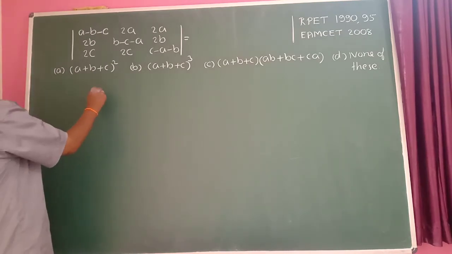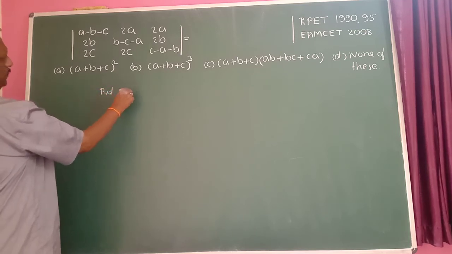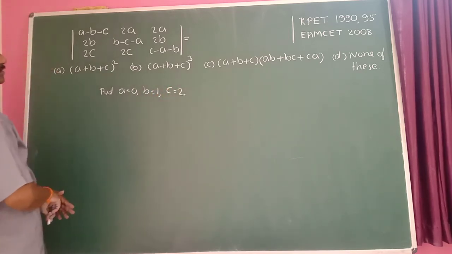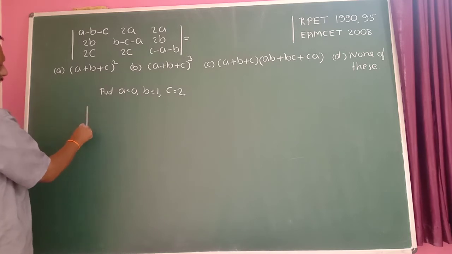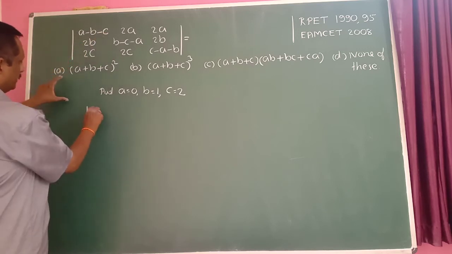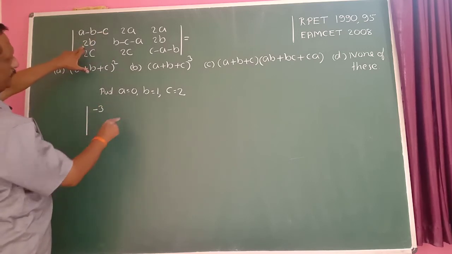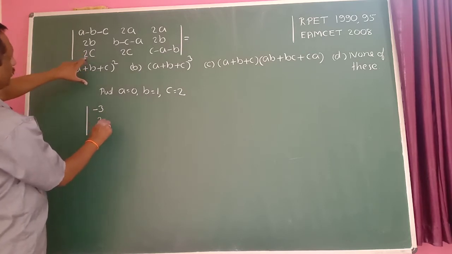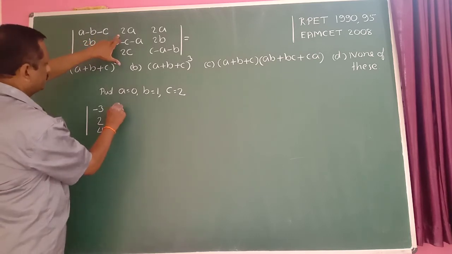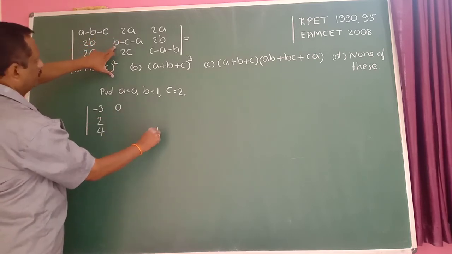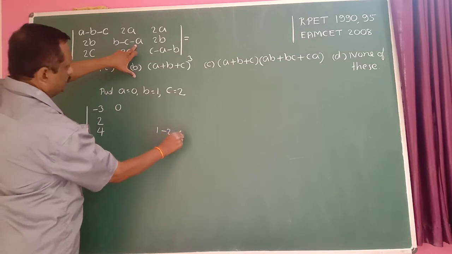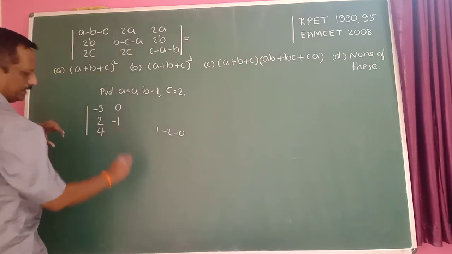So in this example, put A is equal to 0, B is equal to 1 and C is equal to 2. Hence the determinant of A value is 0 here. Minus 1 minus 2 gives a minus of 3. 2 into B, 2 into 1 becomes a 2. 2 into C, 2 into 2 becomes a 4. Then 2 into 0 becomes a 0. Then 1 minus C means a minus of 2, and A value is 0 here. 1 minus 2 is a minus of 1 here.